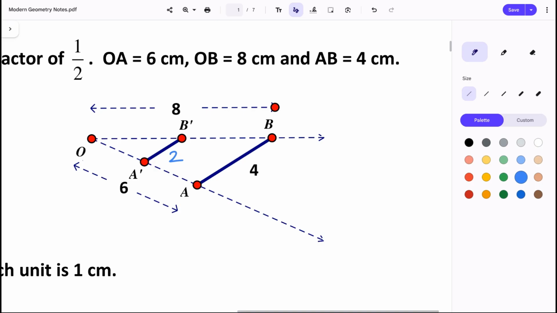What else could we figure out? O to A is 6. So what could we use the scale factor for to help us find? Half of 6 is 3. Where would that go? O, A prime, A prime, A. So in this case, it would go here and here, right? So this would be 3 and 3.